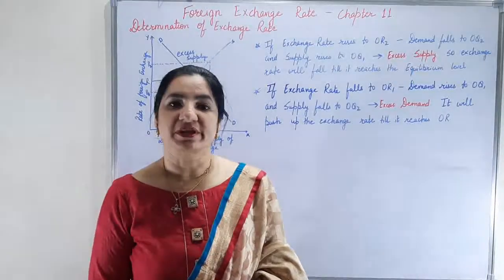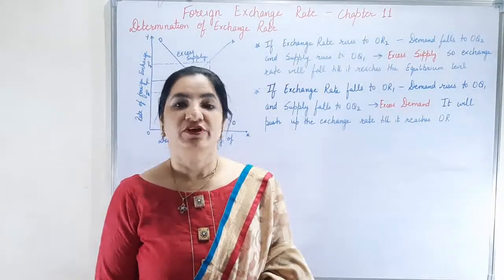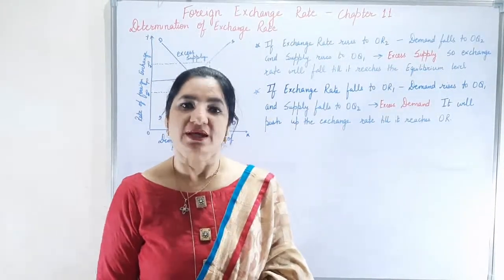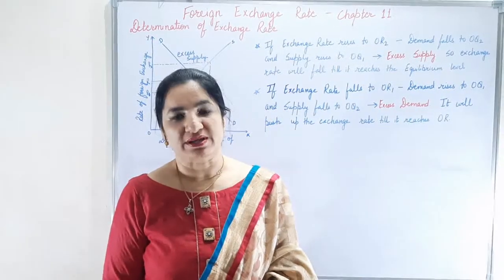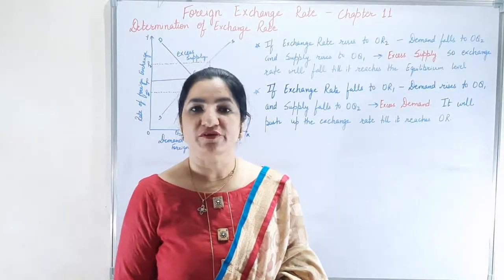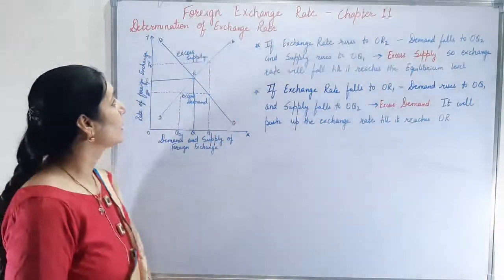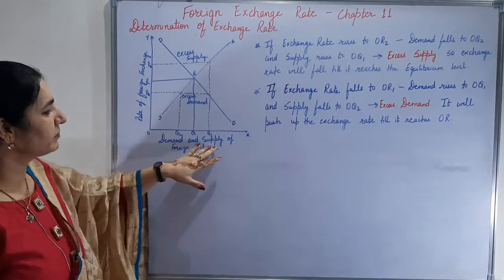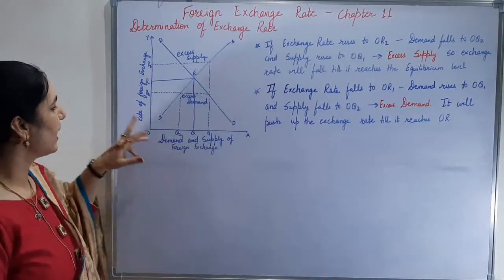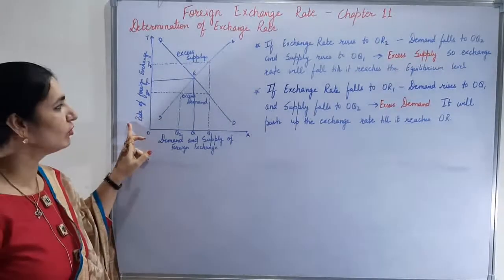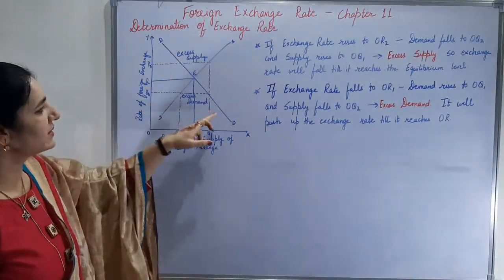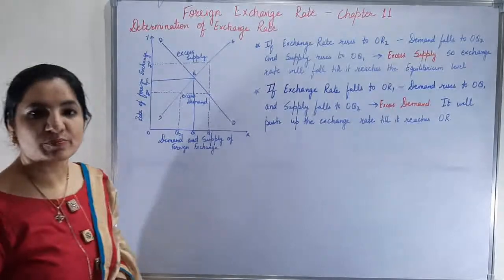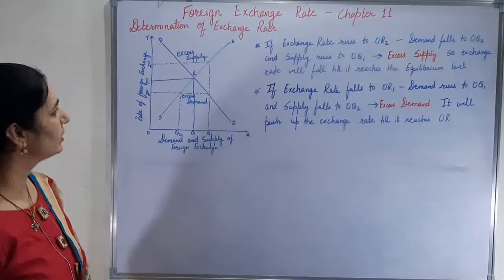Next topic is determination of exchange rate. When the forces of demand and supply apply to other commodities, in the same way they apply to the foreign exchange rate also. Let us see through the figure how it is done. See, in this figure on the x-axis we have taken demand and supply of foreign exchange, and on the y-axis we have taken the rate of foreign exchange. The demand and supply curves are shown, and where both of them intersect is called the point of equilibrium, that is the equilibrium level.